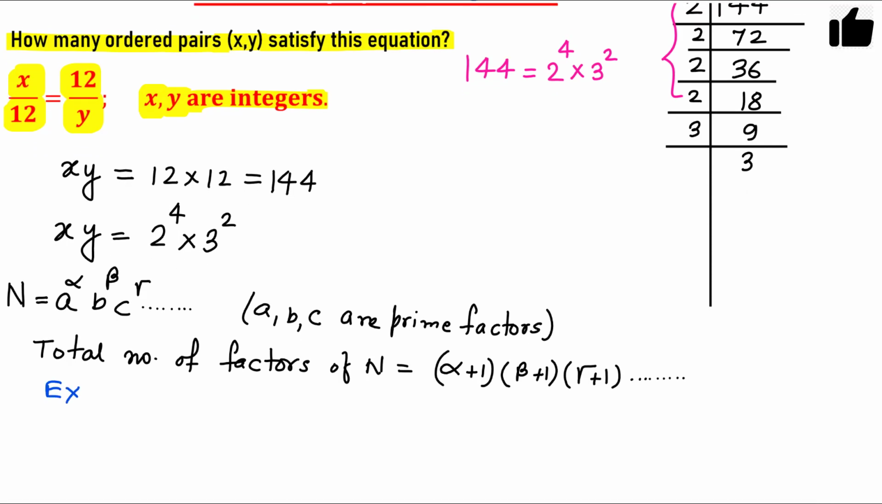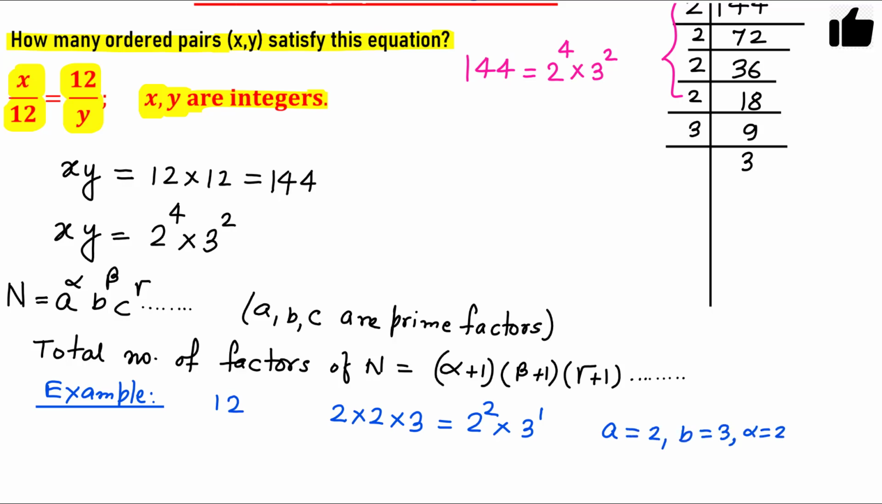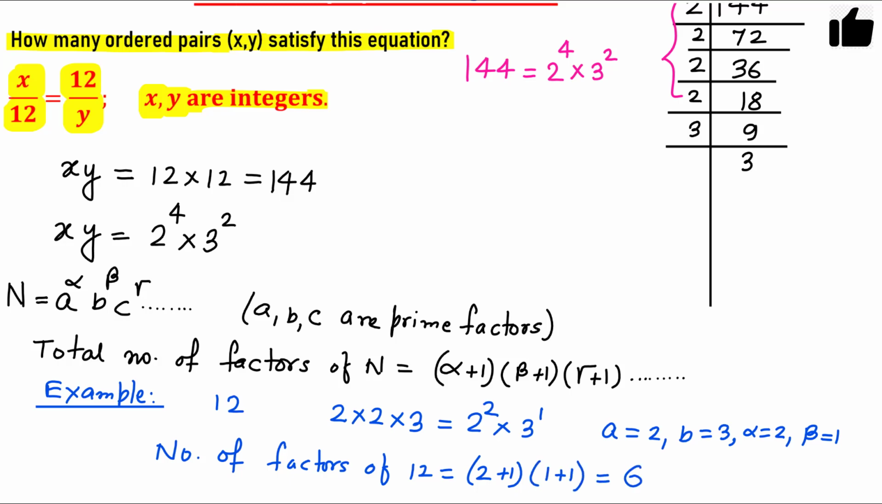To illustrate, let's take an example of 12. What are the factors of 12? You can write 2 into 2, 4 into 3, so that is basically 2 raised to the power 2 times 3 raised to the power 1. So in this case, a is 2, b is 3, alpha is 2 and beta is 1. If you use this formula, the number of factors of 12 will be alpha plus 1, that is 2 plus 1, which is 3, times beta plus 1, that is 2, so we will have 6 factors.